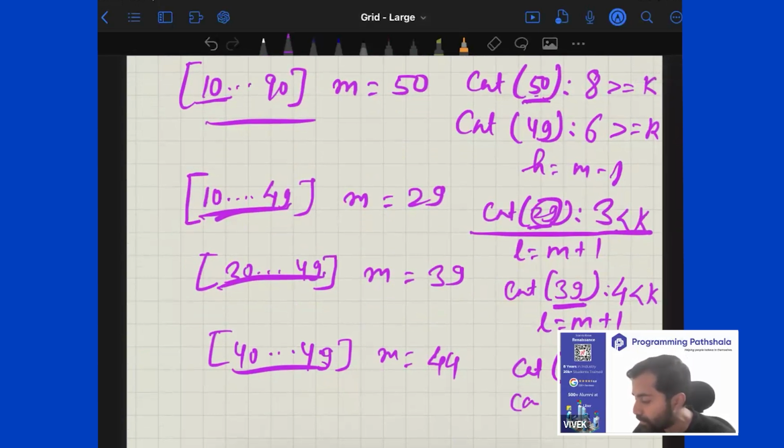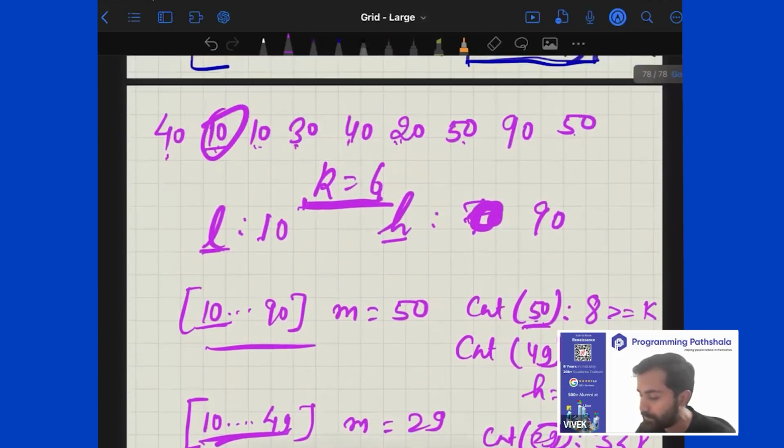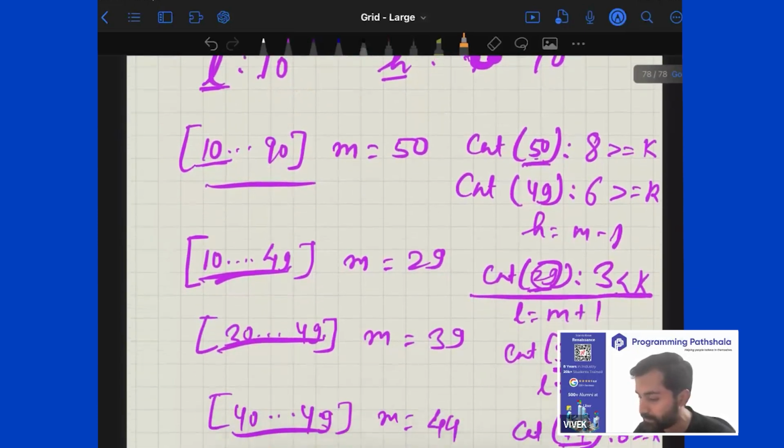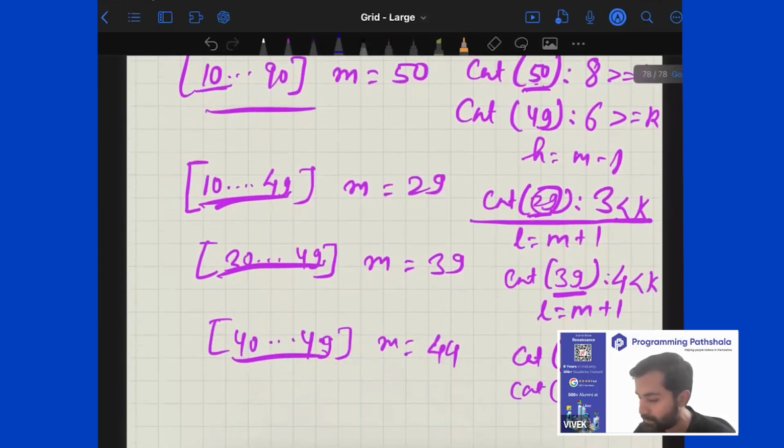Quickly check the count of 43. Okay, what is the count of 43? You will see that the count of 43 is 1, 2, 3, 4, 5, 6. Count of 43 is also 6. So what does it mean? It means that 44 is not our answer. Our answer is something smaller than it. So you go to the left side, so you do high equals mid minus 1.